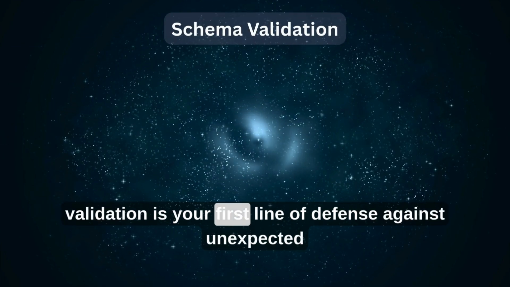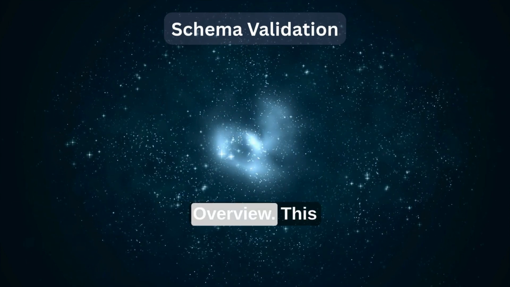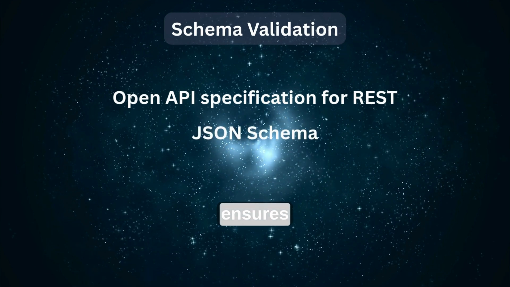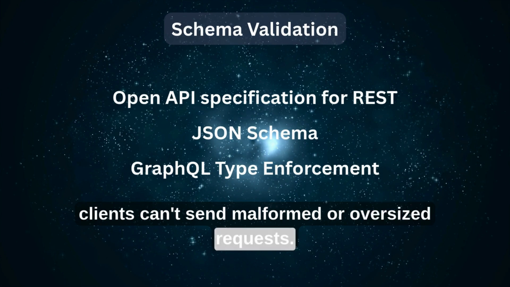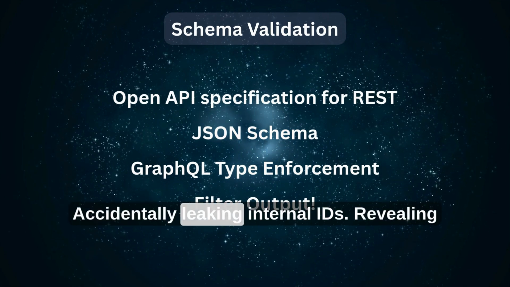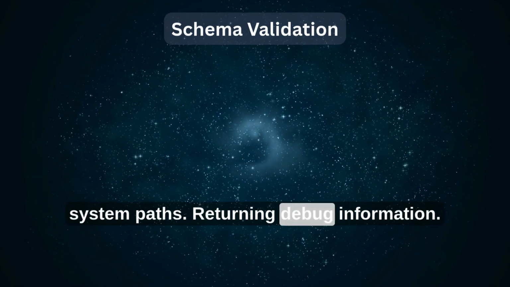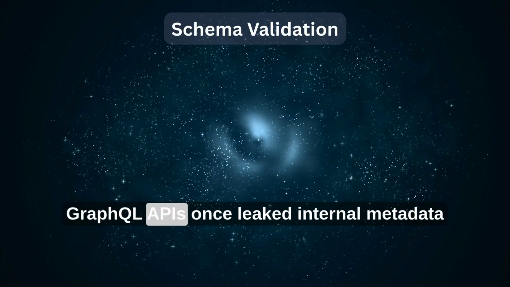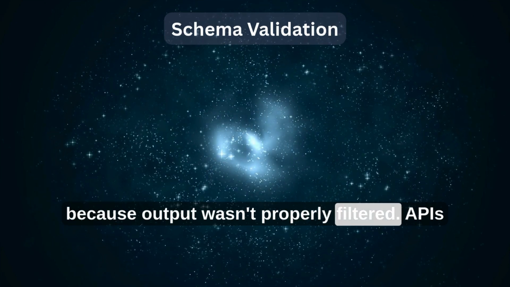Schema validation is your first line of defense against unexpected or malicious payloads. Use OpenAPI specs for REST, JSON schema, GraphQL type enforcement. This ensures clients can't send malformed or oversized requests. Also, always filter output to avoid accidentally leaking internal IDs, revealing system paths, returning debug information. A real-world example: Facebook's GraphQL APIs once leaked internal metadata because output wasn't properly filtered.